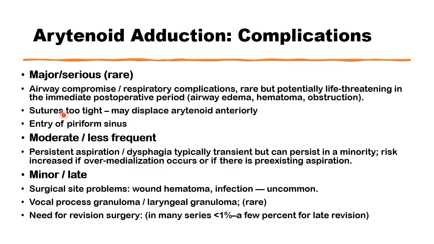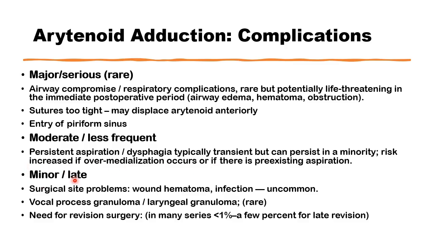If the sutures are too tight, they may displace the arytenoid anteriorly, and in a few cases perforation of the piriform sinus mucosa was reported. The moderate complications are less frequent, and these are persistent aspiration or dysphagia. Usually this is transient. Once the edema over the operative site settles, it improves, and it can persist in a minority of cases and may sometimes require some intervention.